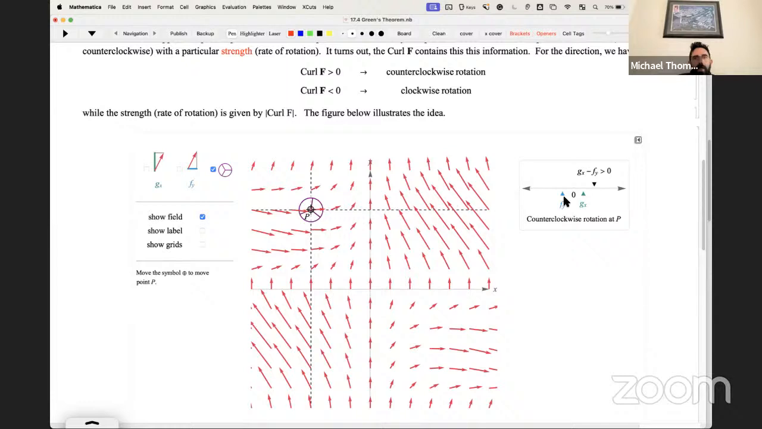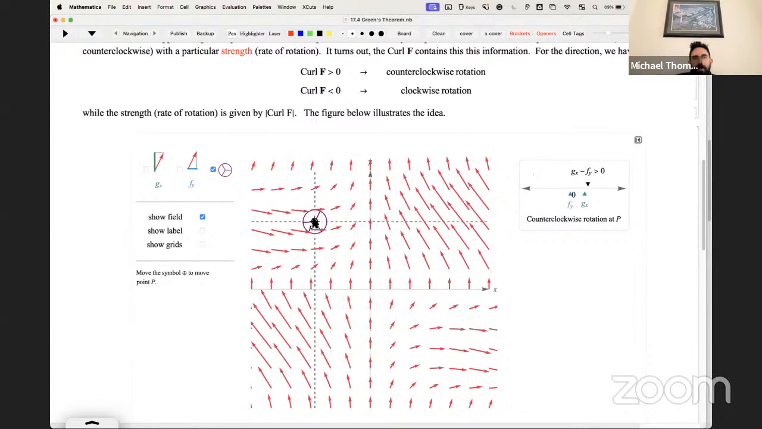Now, you'd get a negative for the fy and a positive for the gx, but a positive minus a negative, a double negative, is a positive. You end up getting a positive curl there. So that's why you have counterclockwise rotation. And now you can do this at any point. You could go over here and you'll see where gx and fy lie at that particular coordinate.